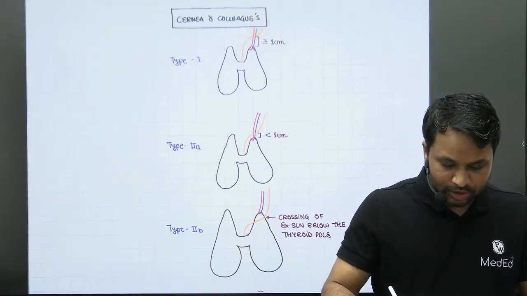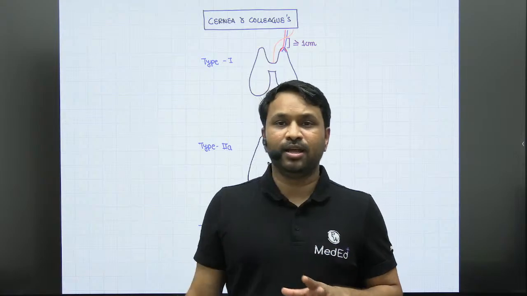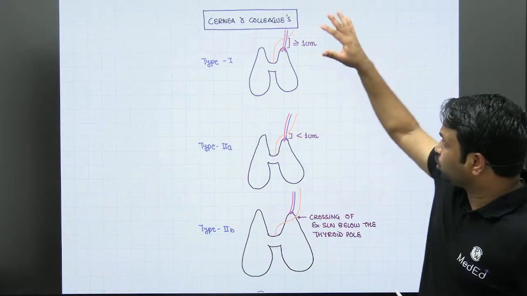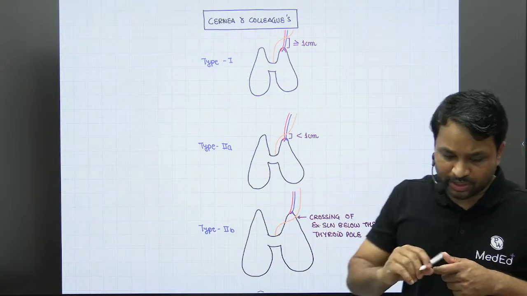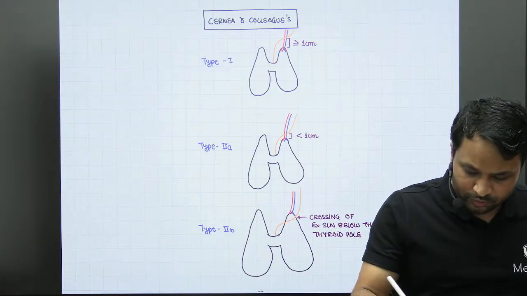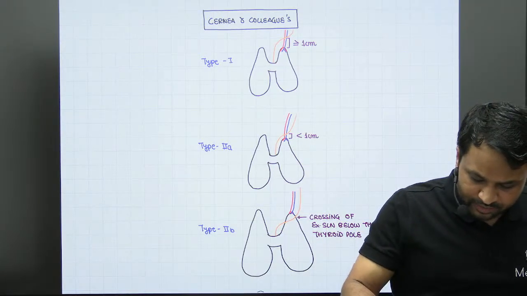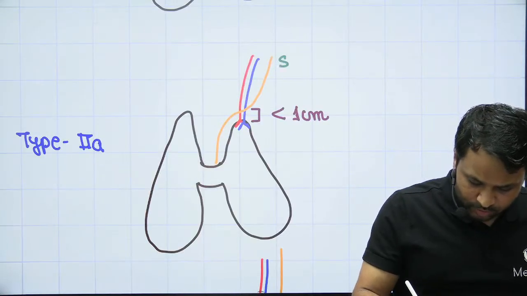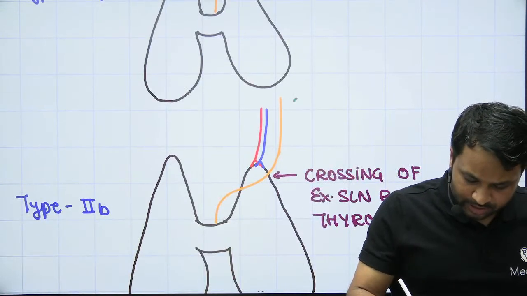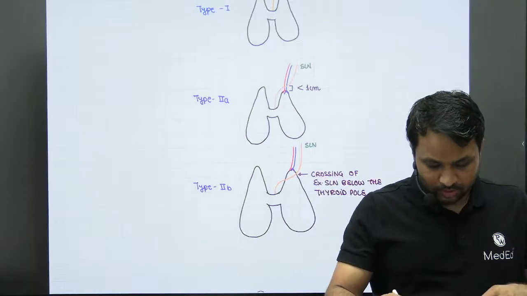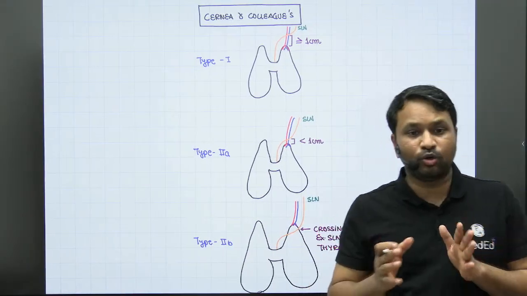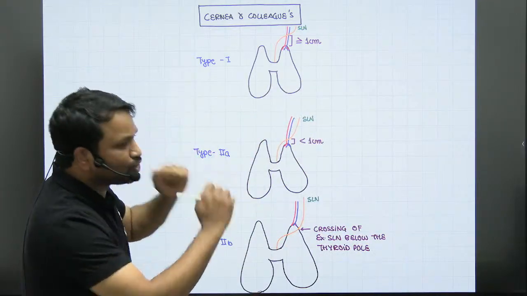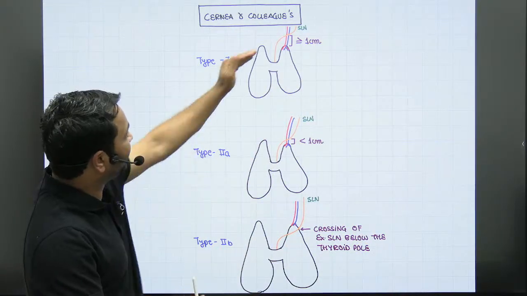So according to Cernia and colleagues, in order to prevent injuries to the superior laryngeal nerve during surgery, you should know exactly where the superior laryngeal nerve is flowing out from. This structure that we have drawn is your superior laryngeal nerve. Now, we asked Cernia and colleagues how do we prevent this injury from happening. They said, look at the superior laryngeal nerve. We have to see where it is crossing.